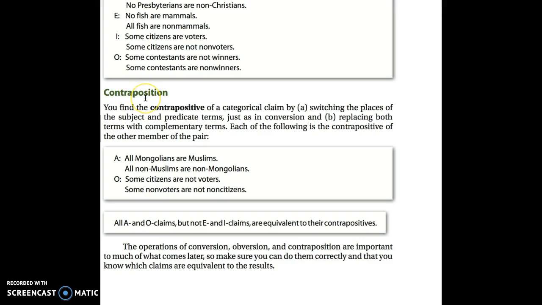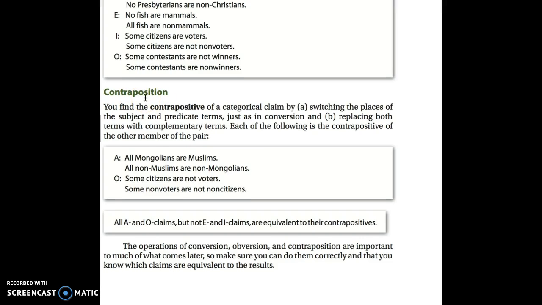Okay, finally, contraposition. What is contraposition? Contraposition has two steps as well. What you do with contraposition, step A, you switch the place of subject and predicate, just like conversion, but then you're going to replace both the terms with the complementary of the original term. So, A, all Mongolians are Muslims. Switch subject and predicate, step one. So all Muslims are Mongolians. And then the step two, you put non in front of both subject and predicate.